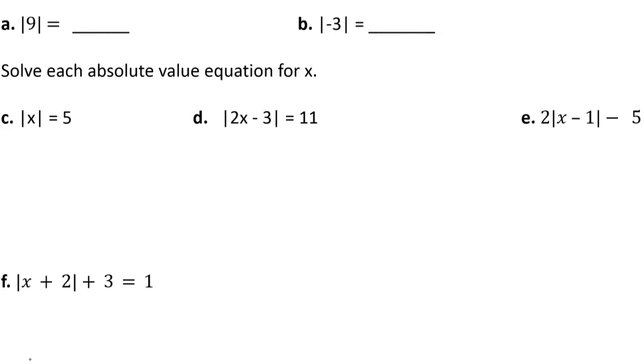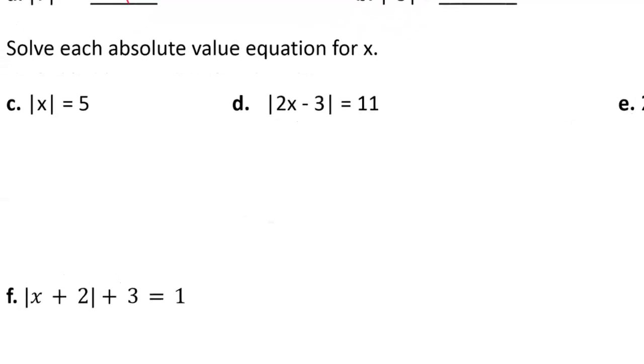Okay, so absolute value, when we have the absolute value of a number, its solution will always be positive. So the absolute value of 9 would be what? Positive 9. And the absolute value of negative 3 would be what? Positive 3.